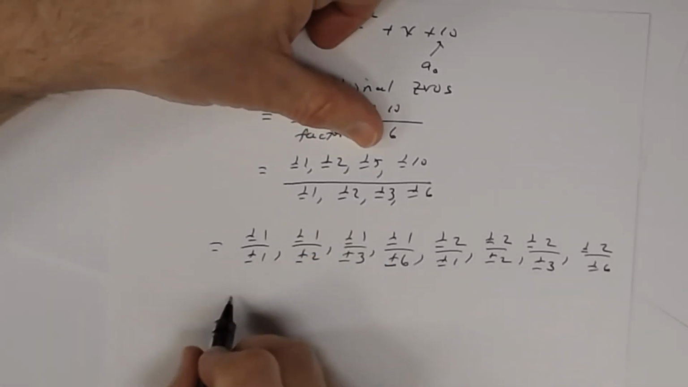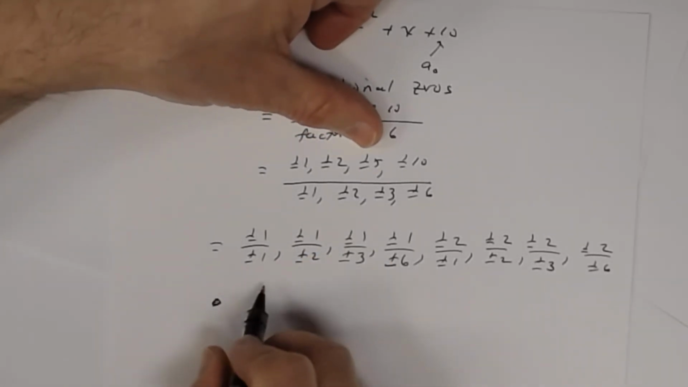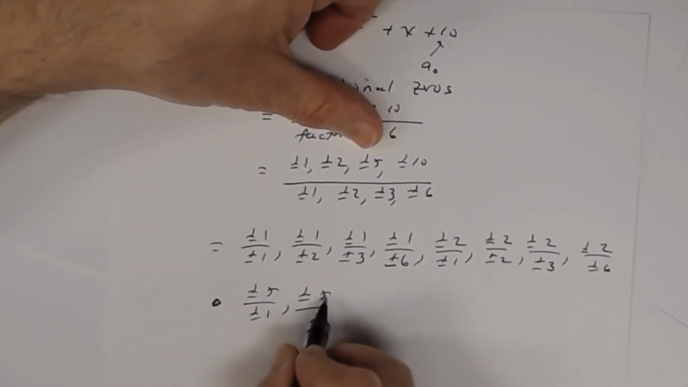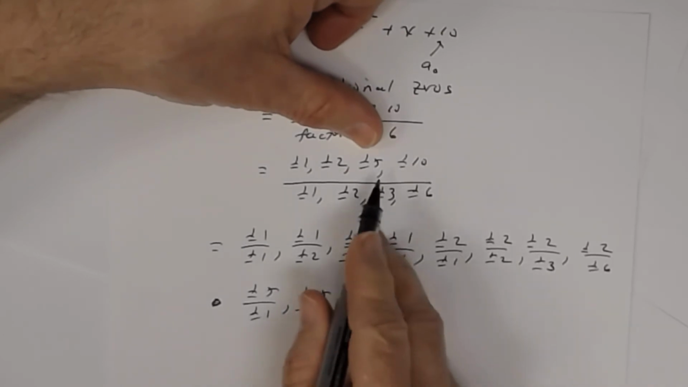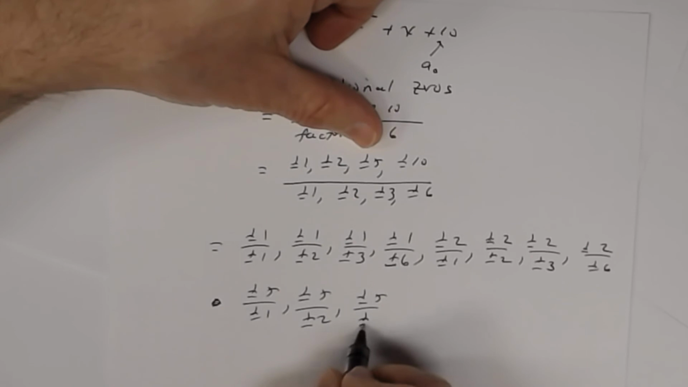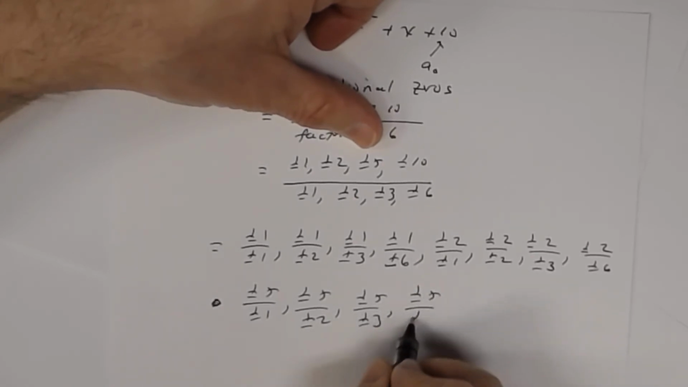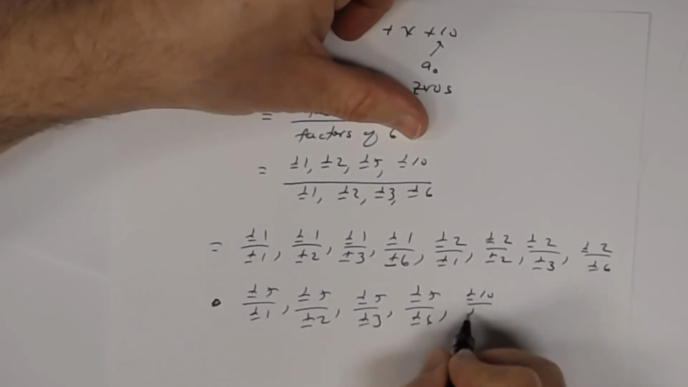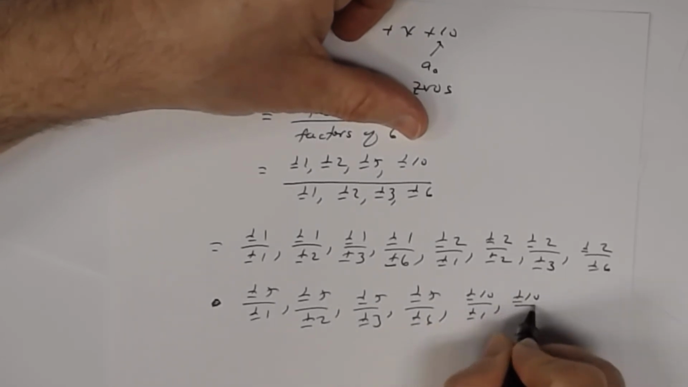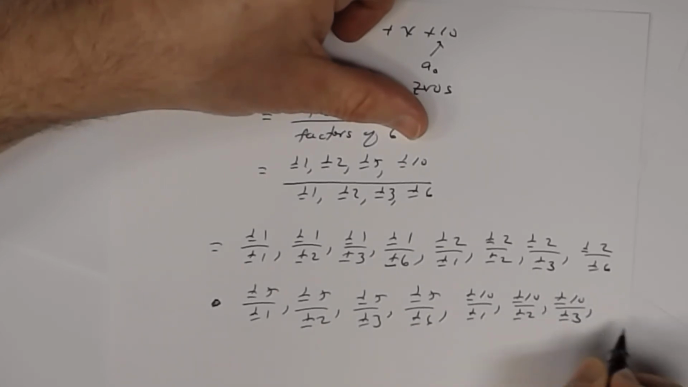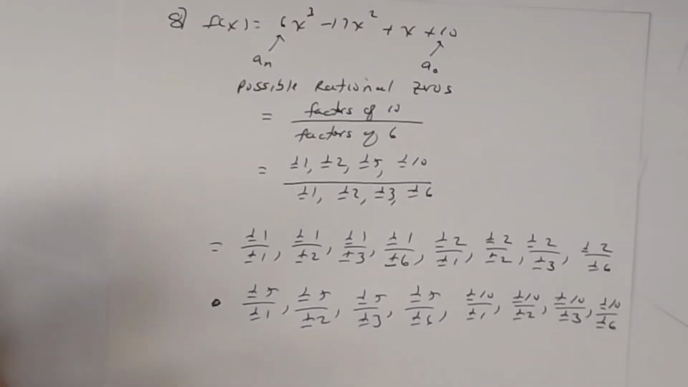Now let's do the 5. Plus or minus 5 divided by plus or minus 1. Plus or minus 5 divided by plus or minus 2. So 5 divided by each of these, right? That's what I'm doing. Plus or minus 5 divided by plus or minus 3. Plus or minus 5 divided by plus or minus 6. Now let's do the 10. Plus or minus 10 divided by plus or minus 1, by plus or minus 2, by plus or minus 3, and then finally plus or minus 10 divided by plus or minus 6.